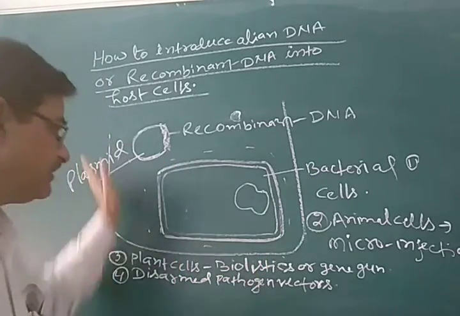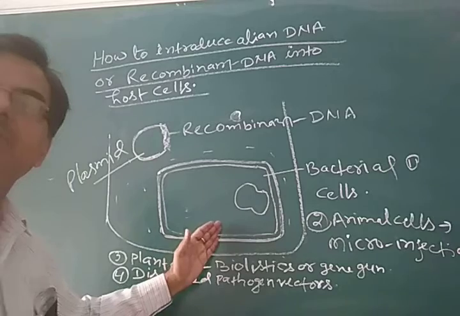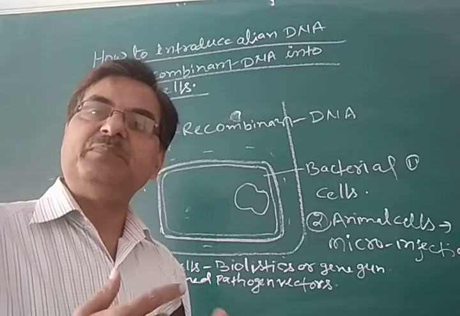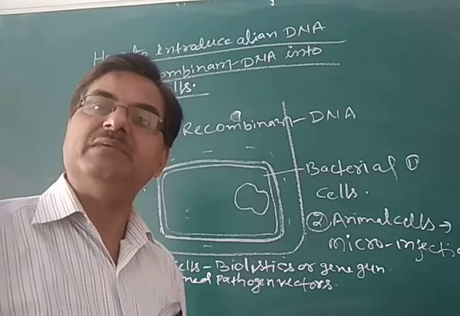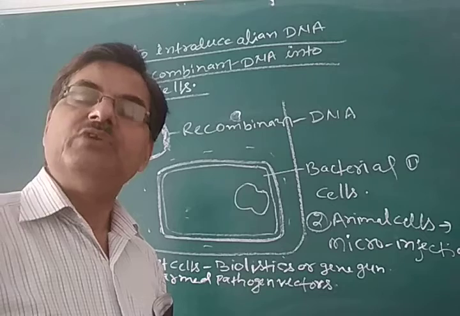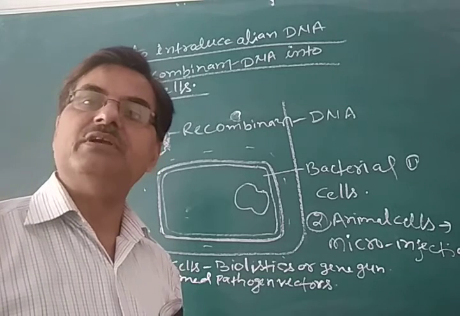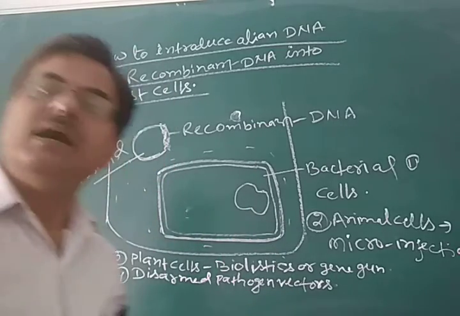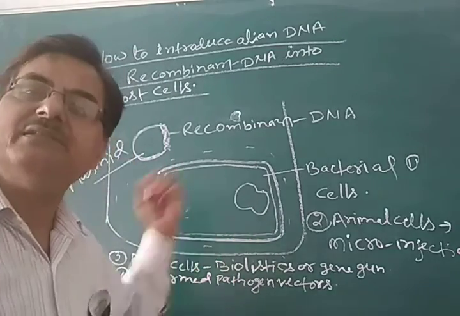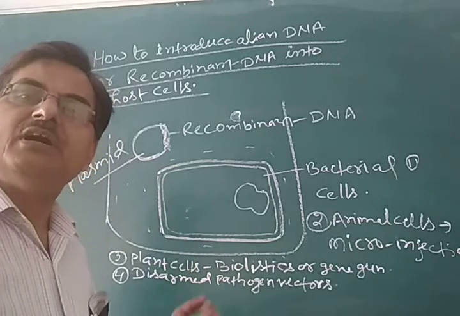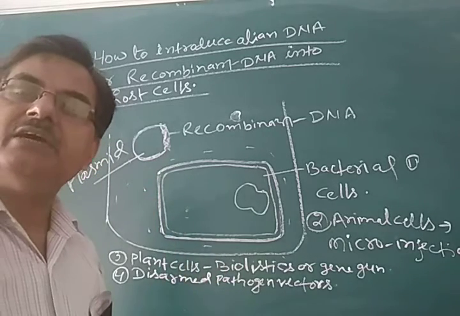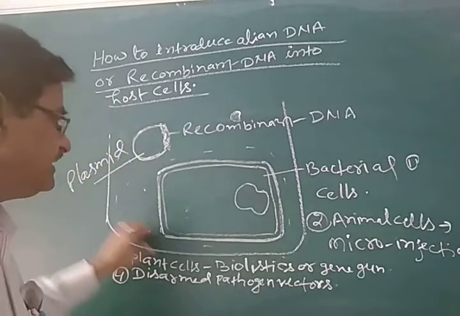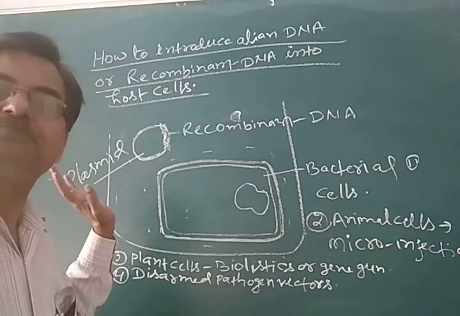Suppose we have a culture medium, because bacterial cells are very small and their growth rate is very high. They multiply every 20 to 30 minutes. That's why, to introduce the alien piece of DNA or plasmid DNA, we use the culture medium of bacteria, and in the culture medium there are many bacterial cells. So suppose we add this recombinant DNA or plasmid DNA to this culture medium.